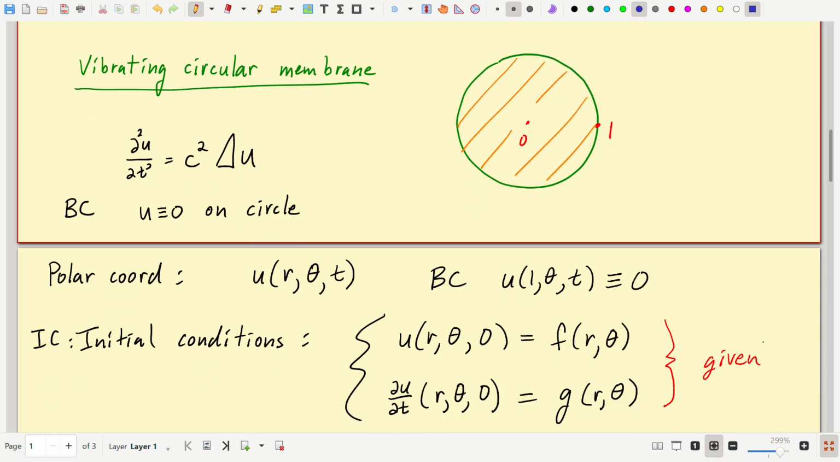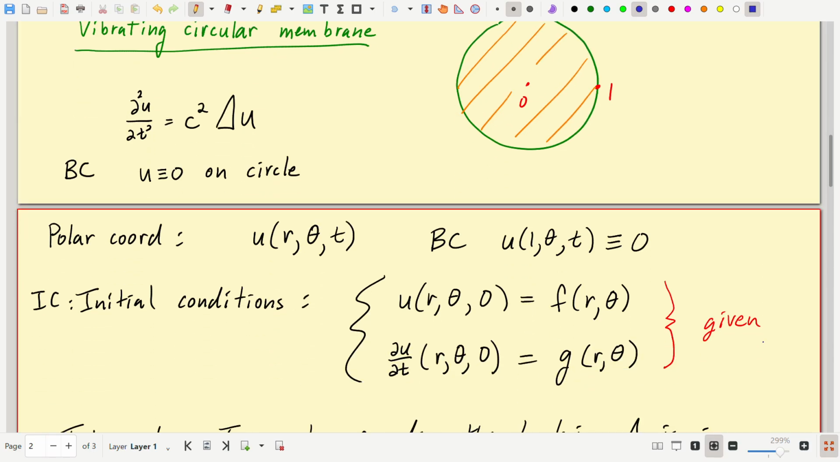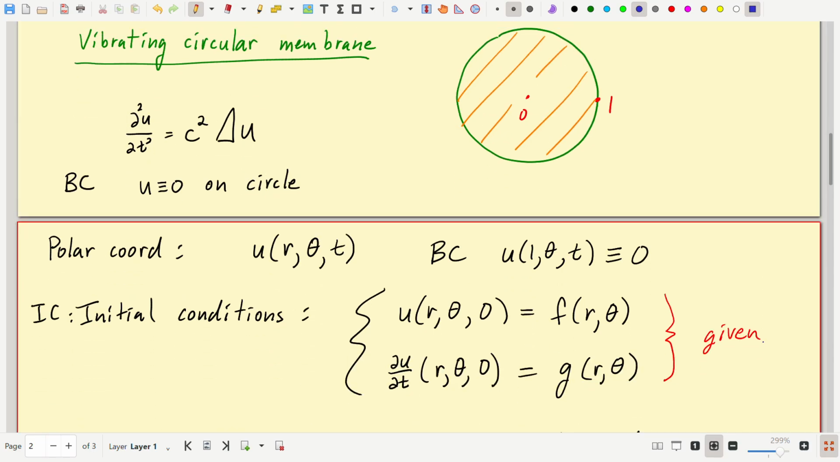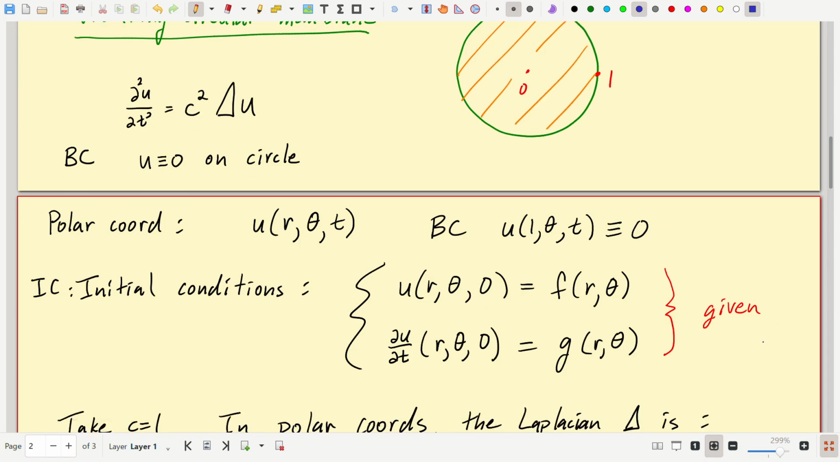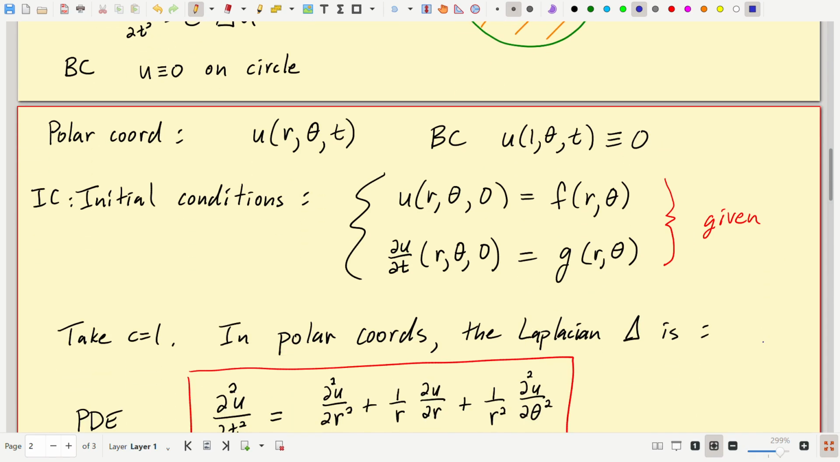Okay, so I write it in polar coordinates. I realize that there's some boundary conditions. It's being held down on the rim, that green rim at circle of radius 1, and so when the radius is 1 and theta and t vary, that has to be 0. So it's not moving on the rim. And the initial conditions, I know the shape at time 0, and if I hit it with a stick, that would give it a velocity at time 0 also, and I need to know both those things.